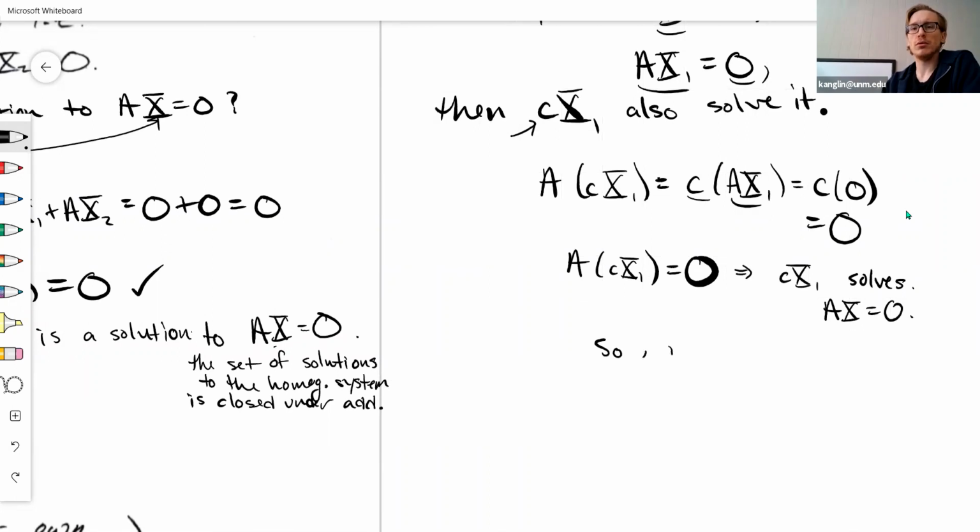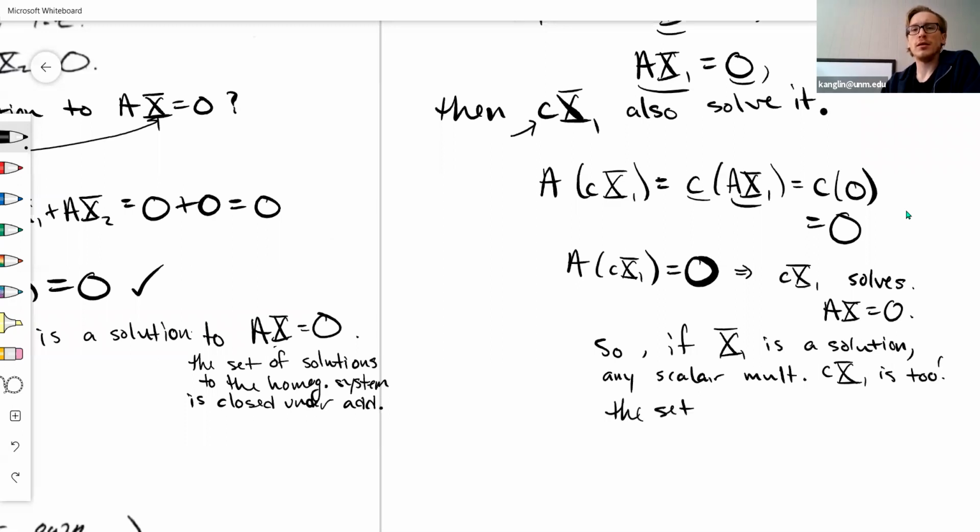So if x1 is a solution, any scalar multiple of it is too. In other words, the set of solutions of the homogeneous system is closed under scalar multiplication. What to write here?